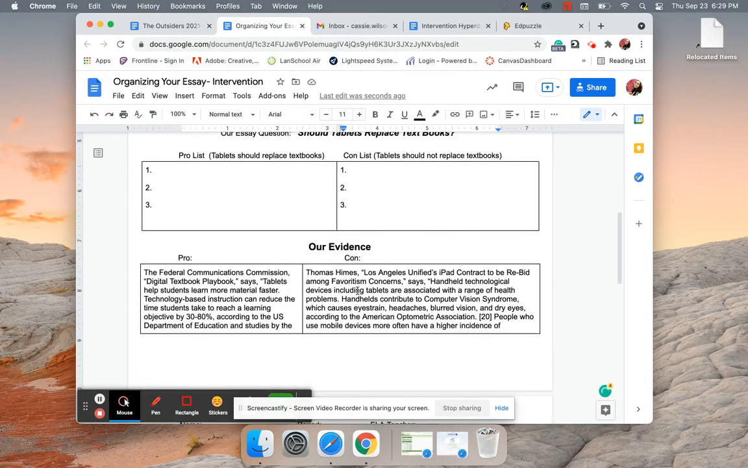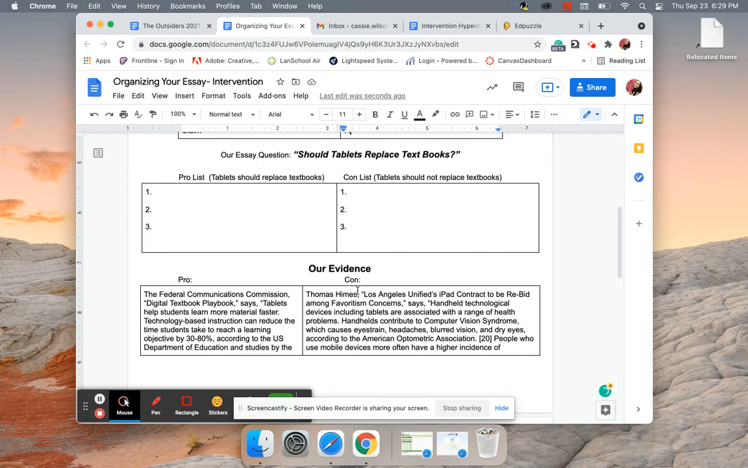And now we are going to look at our essay question, which is, should tablets replace textbooks? Over here on the left-hand side, we have a pros list. Over here on the right-hand side, we have a cons list. And we need to come up with 3 pros. We need to come up with 3 cons.